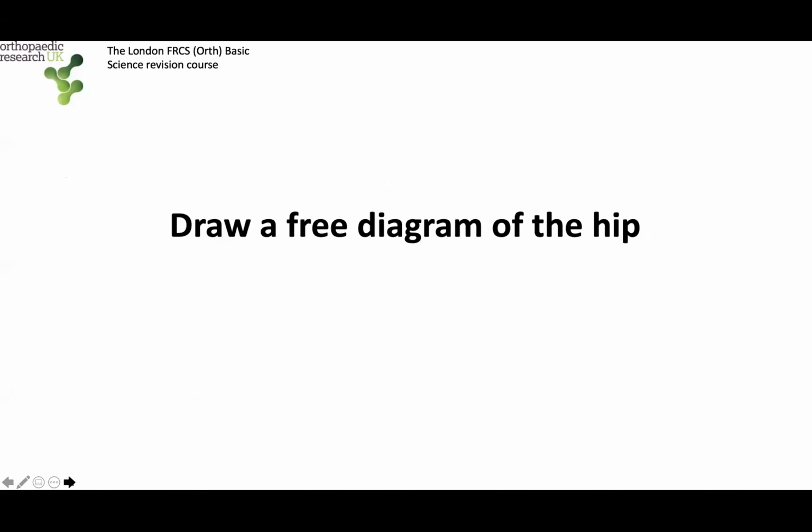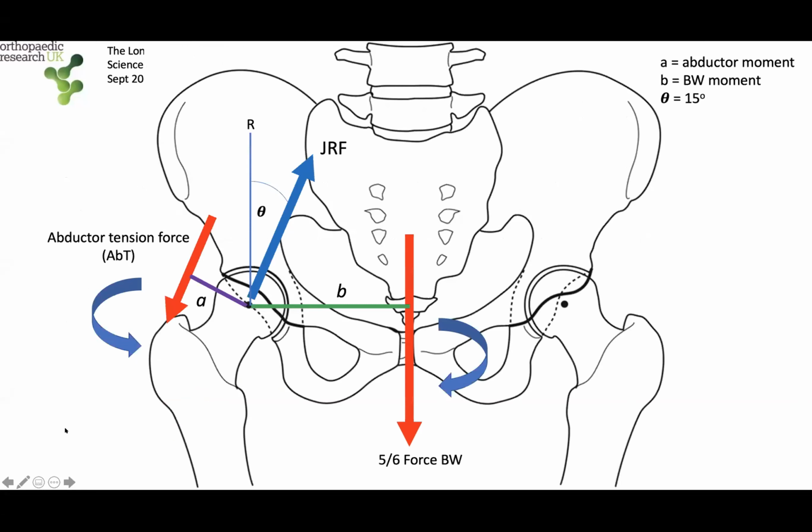So, how to draw a free body diagram. You need to be able to take a piece of paper and a pencil or pen and very quickly draw a free body diagram. My suggestion is you keep it very simple. You don't need a complicated diagram. You need to literally draw a ball and a circle to represent the femoral head.